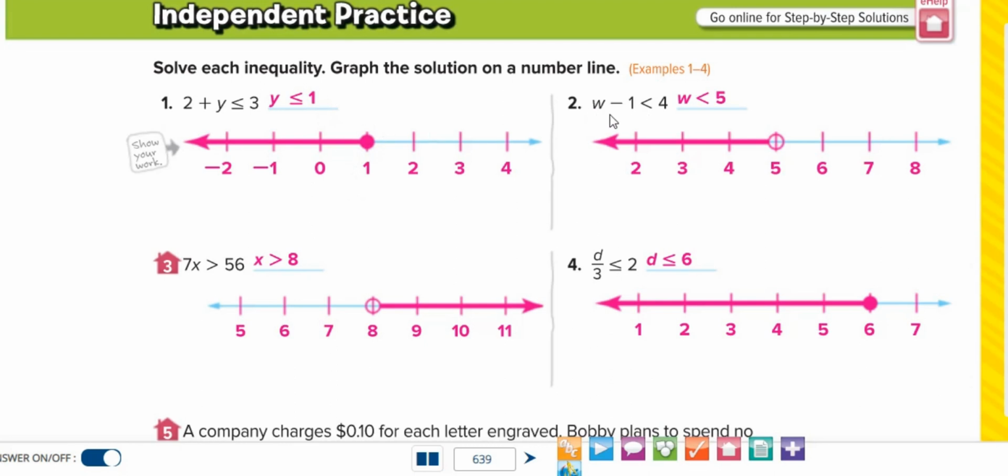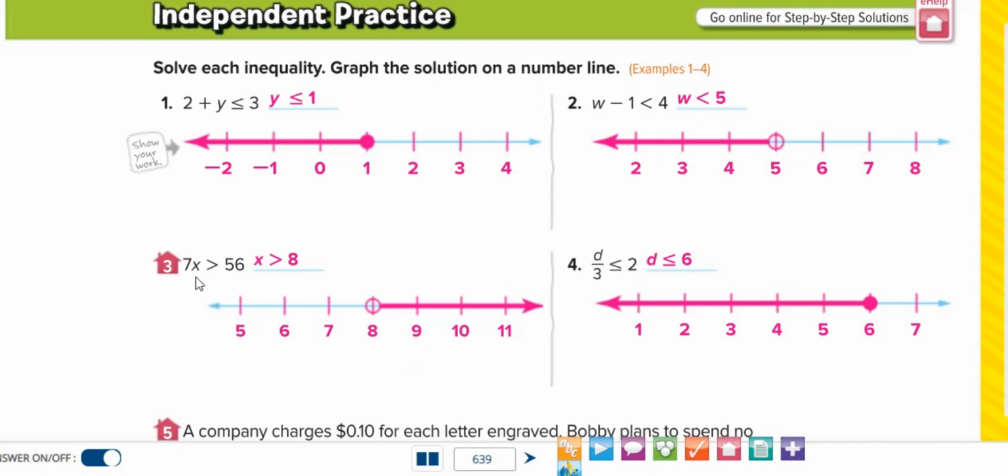So you go for the 1 and you make a closed circle going to the left. The same will happen here. You will add 1. So y will be smaller than 5. This is smaller than, with no equal sign, so we will make an empty circle also going to the left because y is smaller than 5.